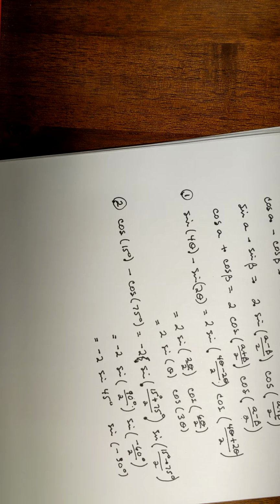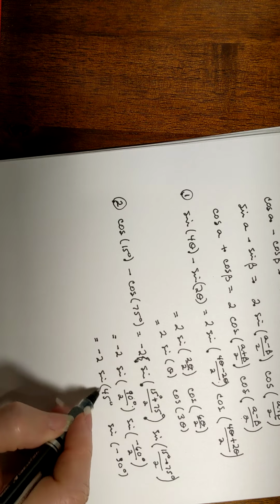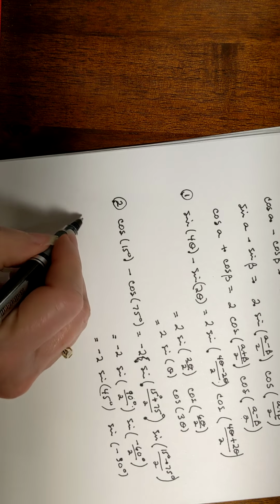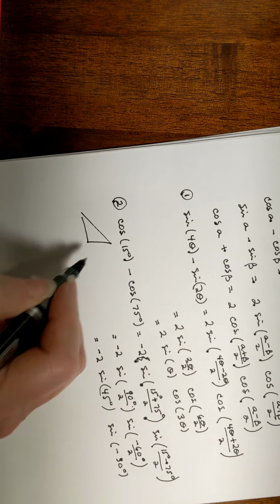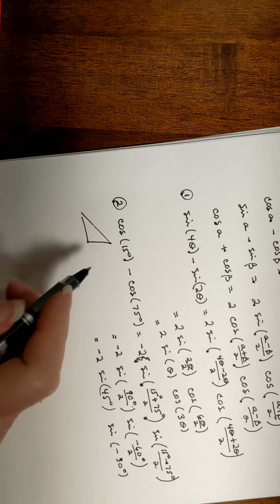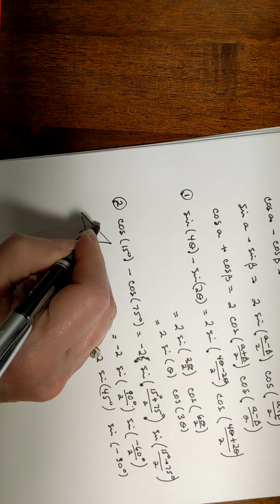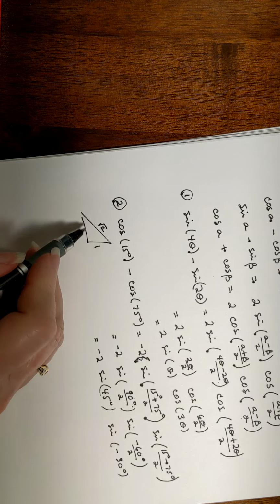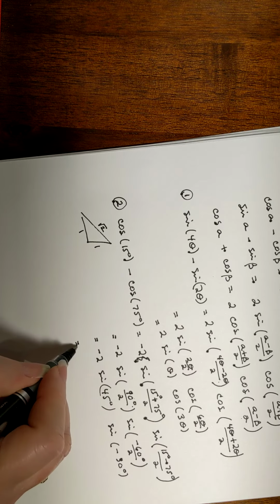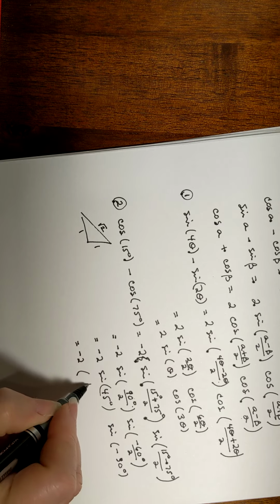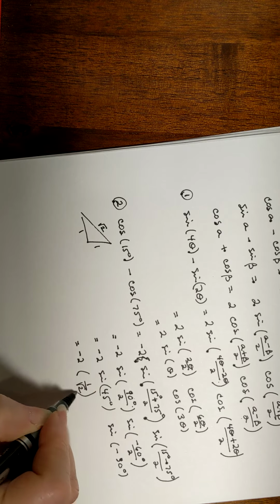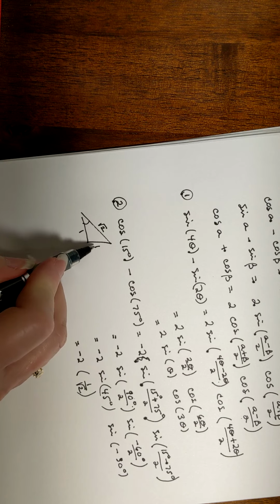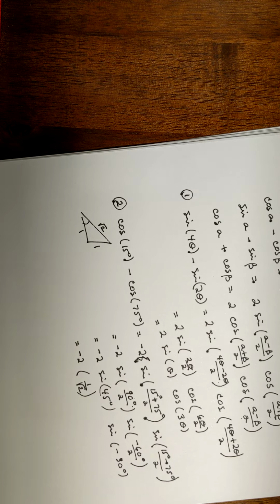So now let's look at these two triangles, because these are two triangles that we know. So for 45 degrees, it looks like this, and we have 1, 1, square root of 2. So the sine of 45 is 1 over the square root of 2, because it's opposite over hypotenuse.